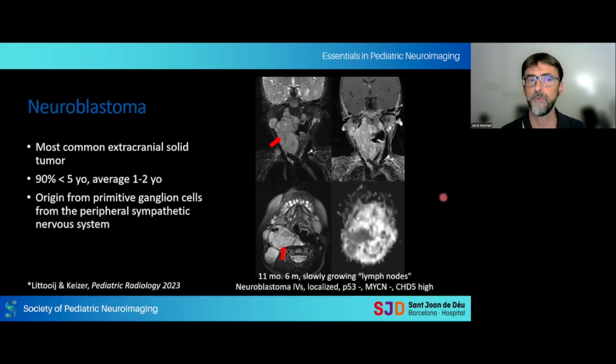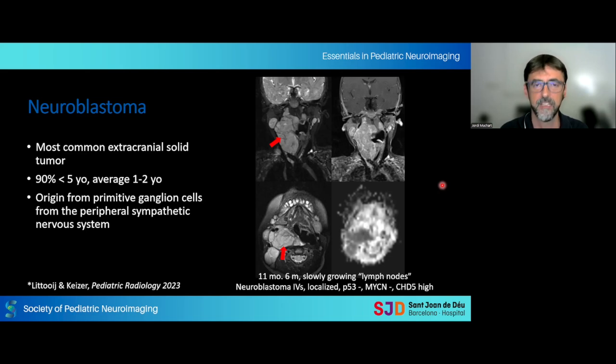This in fact is a neuroblastoma, which you know is the most common extracranial solid tumor. It is mostly in very young children. The average age is between 1 and 2 years old, and most of them are below 5 years. And they originate from the primitive ganglion cells of the peripheral sympathetic nervous system.